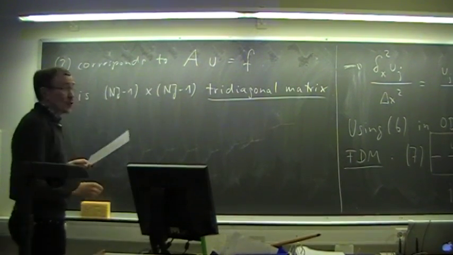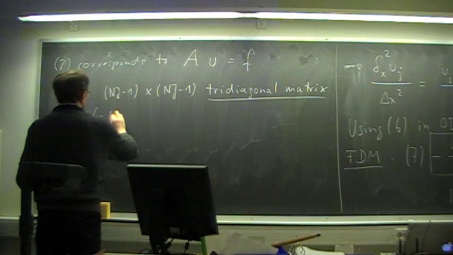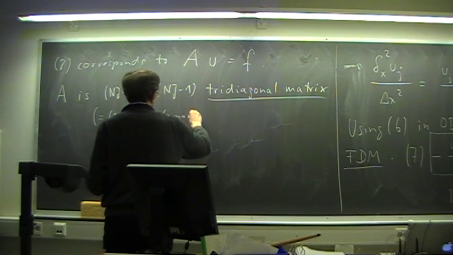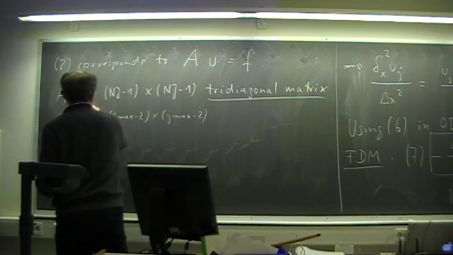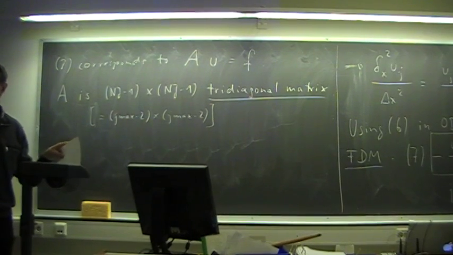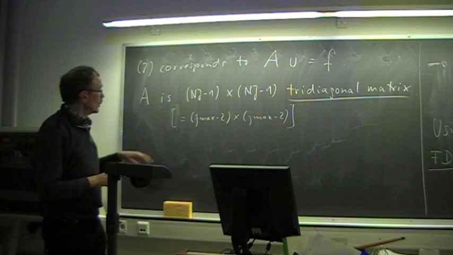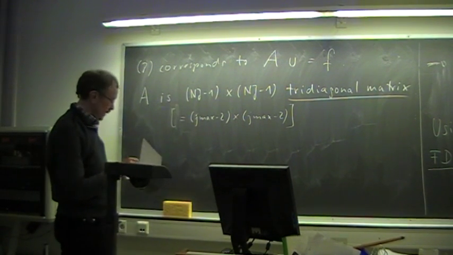If we had used the J max, it would then be J max minus 2 times J max minus 2. So that would be just the same, because the J max contains all grid points and we don't need the 2 for the boundary conditions. But in our case, we had 0 included, therefore it's like that.